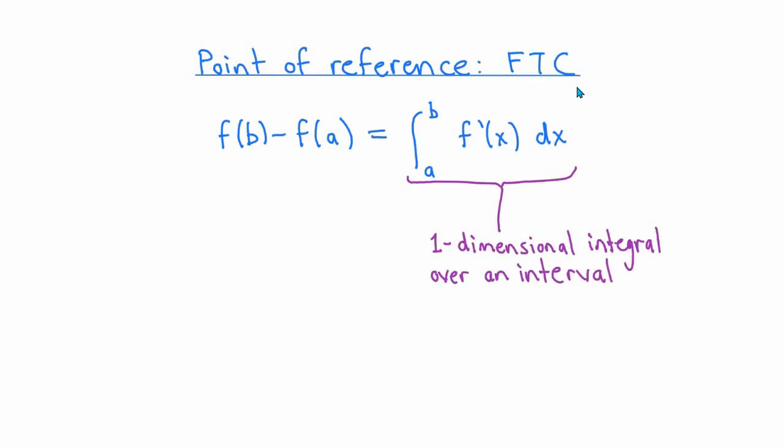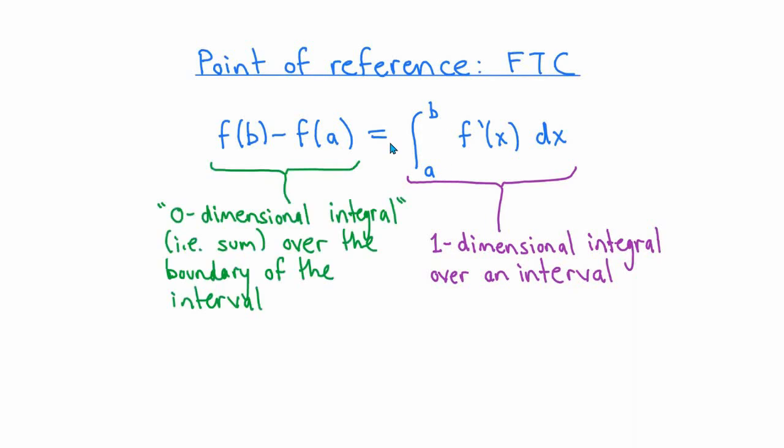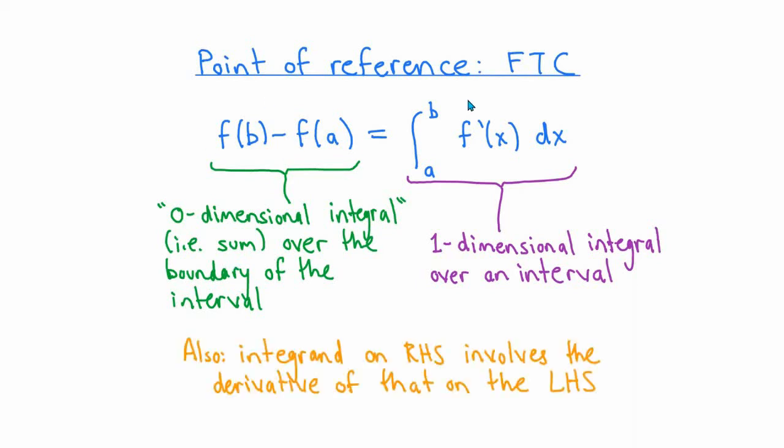The first is that the object on the right-hand side is a one-dimensional integral. In other words, it's an integral over an interval from a to b. Second, the object on the left-hand side is a zero-dimensional integral, or a sum, over the boundary of the interval. You can think about the minus sign here as indicating an orientation of the boundary. The third thing is that the object that I'm integrating on the right-hand side involves the derivative of the object that I'm integrating on the left-hand side.